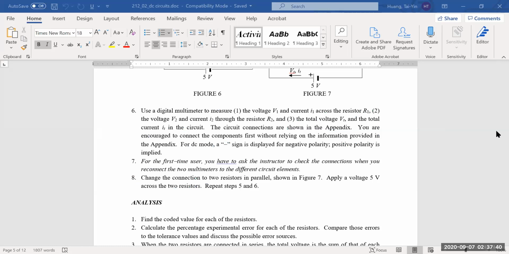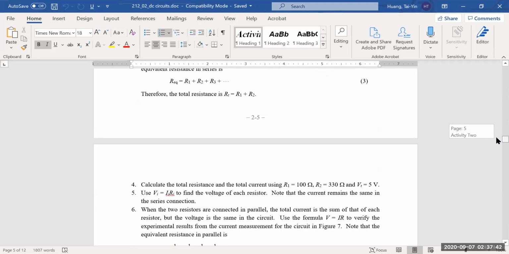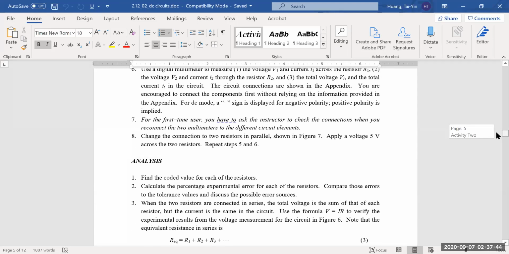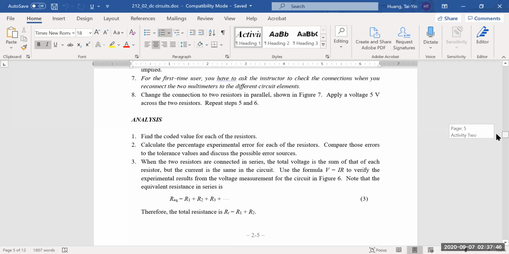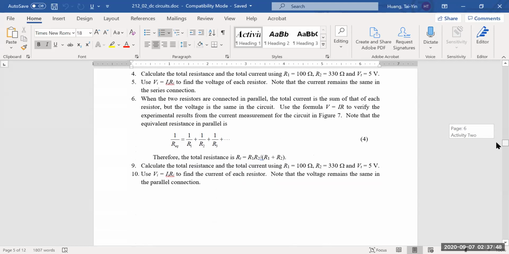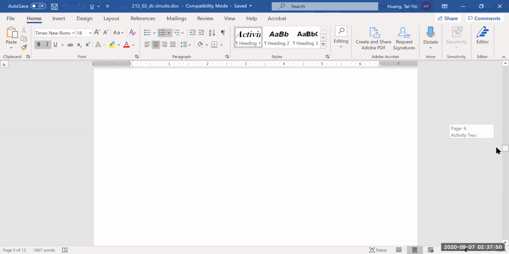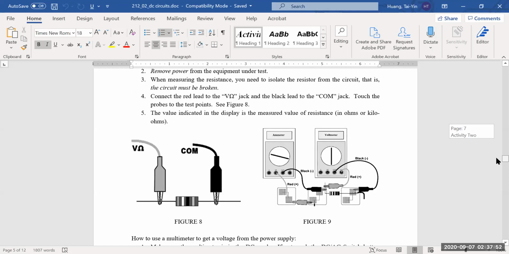So, let me see what else. You have the data to work with, and you're going to follow the steps in the analysis in order to calculate the various quantities and then complete the circuit. Now let's look at how we set up the circuit.